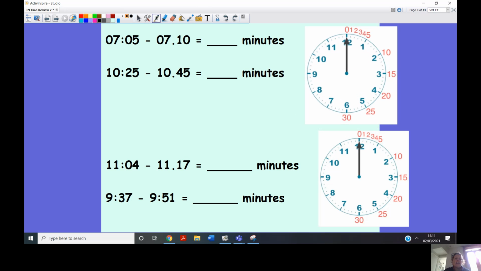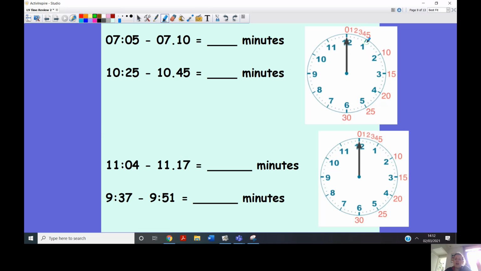Now, in each one of these questions, you can use a proper clock, or you can almost just make a mark on the paper where you are going to be starting, your start point and your end point. So I'm again just going to make some little marks using a coloured highlighter here. So how long is it from 5 past 7 to 10 past 7?